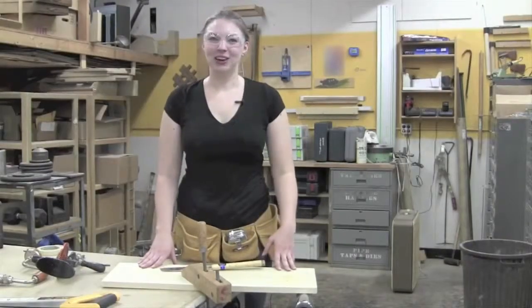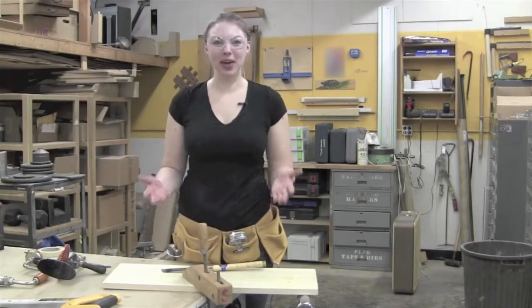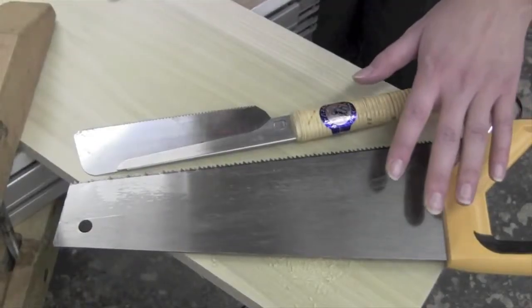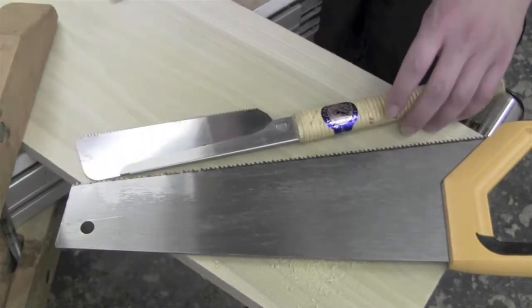So now we figured out how to drill the hole so that we have a nice center for our flower, but what happens when we want to make the petals? Now instead of drilling, we're going to have to use a technique called cutting. One of the earliest methods was just with a saw. These are two examples of hand saws. There are two different kinds of hand saws. One is called a pull saw and one is called a push saw.